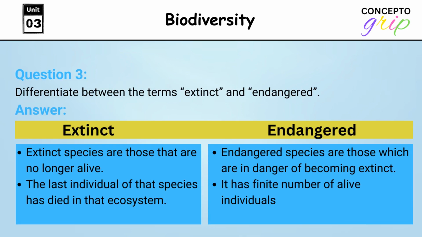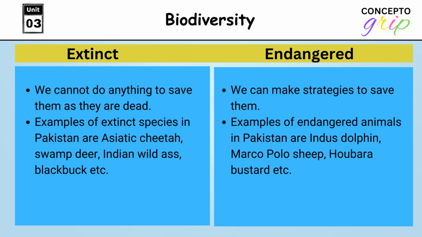Question number 4. Differentiate between the terms extinct and endangered. Answer. Difference number 1. Extinct species are those that are no longer alive. Endangered species are those which are in danger of becoming extinct. Number 2. The last individual of that species has died in that ecosystem, whereas endangered species has finite number of alive individuals. Number 3. We cannot do anything to save extinct species as they are dead. We can make strategies to save endangered species.